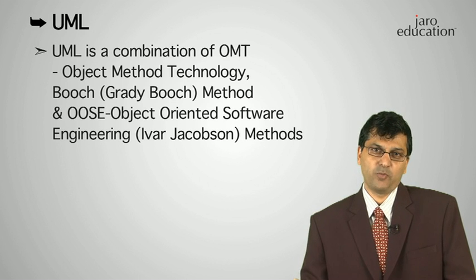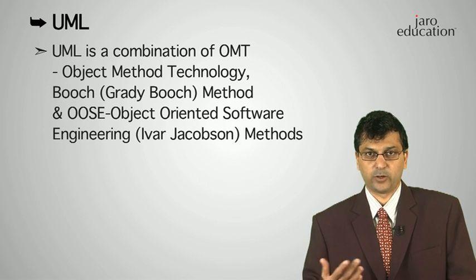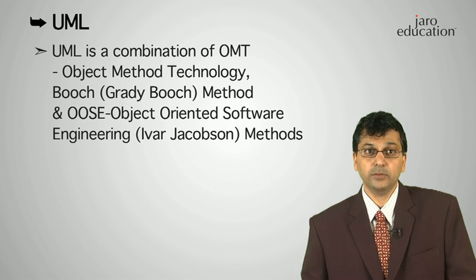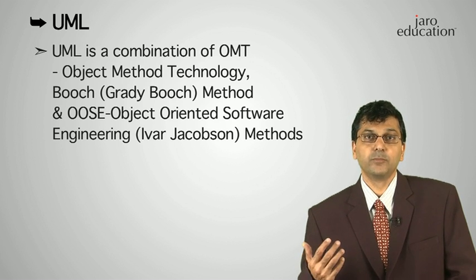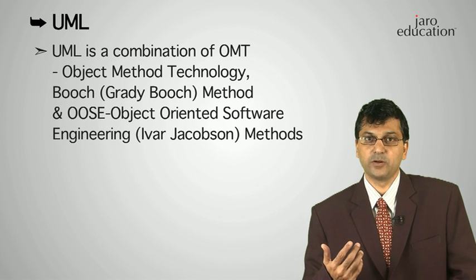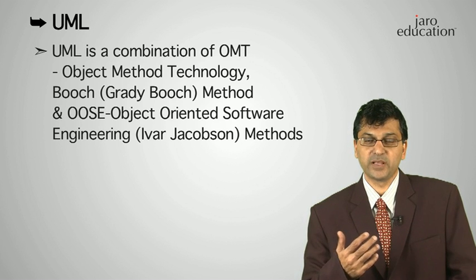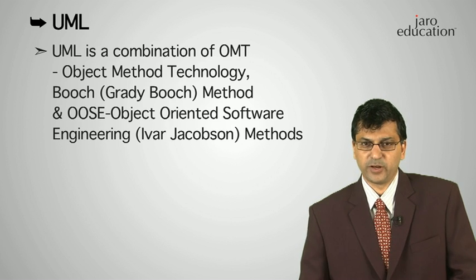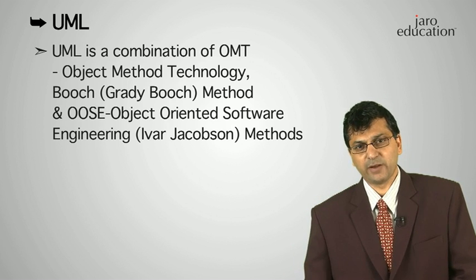UML is basically a combination of object method technology, a concept that was created by some very good technical people quite a few decades ago. So it's a combination of OMT and Booch. Booch was the method created by Grady Booch. OOSE stands for Object Oriented Software Engineering, which was created by Ivar Jacobson.